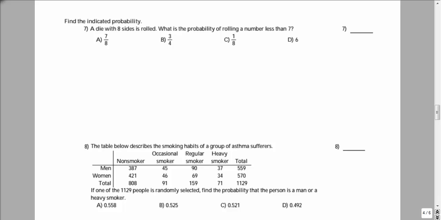Okay, number 7, it says to find the indicated probability. A die with 8 sides is rolled. So this is not a standard 6-sided die. It has 8 sides. What is the probability of rolling a number less than 7?